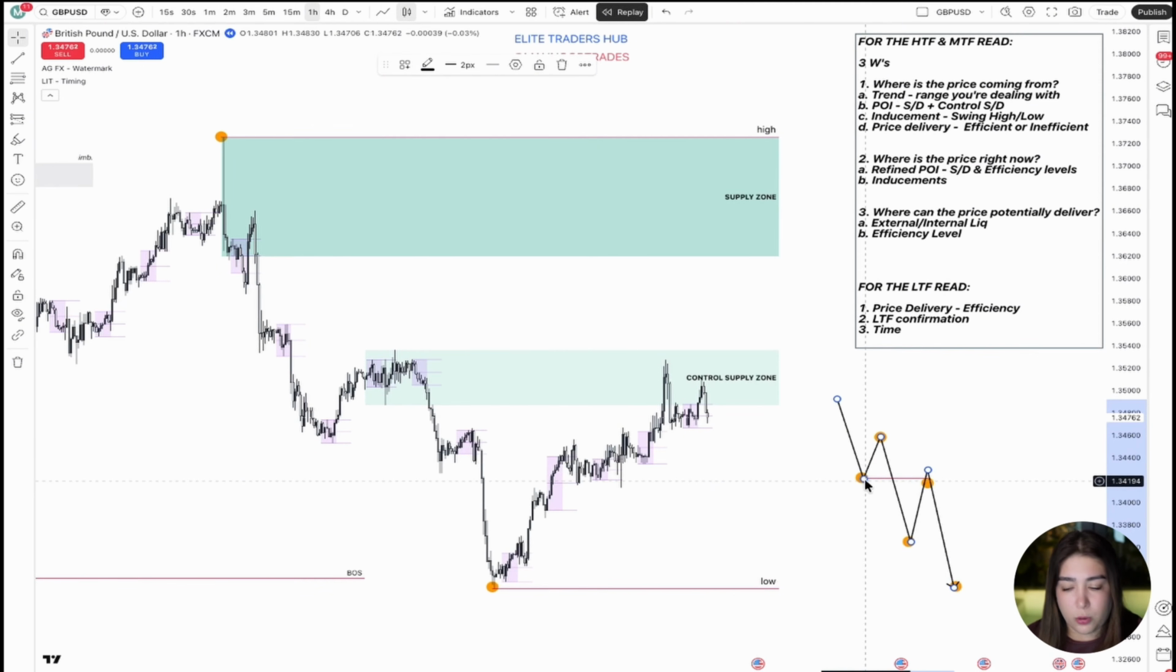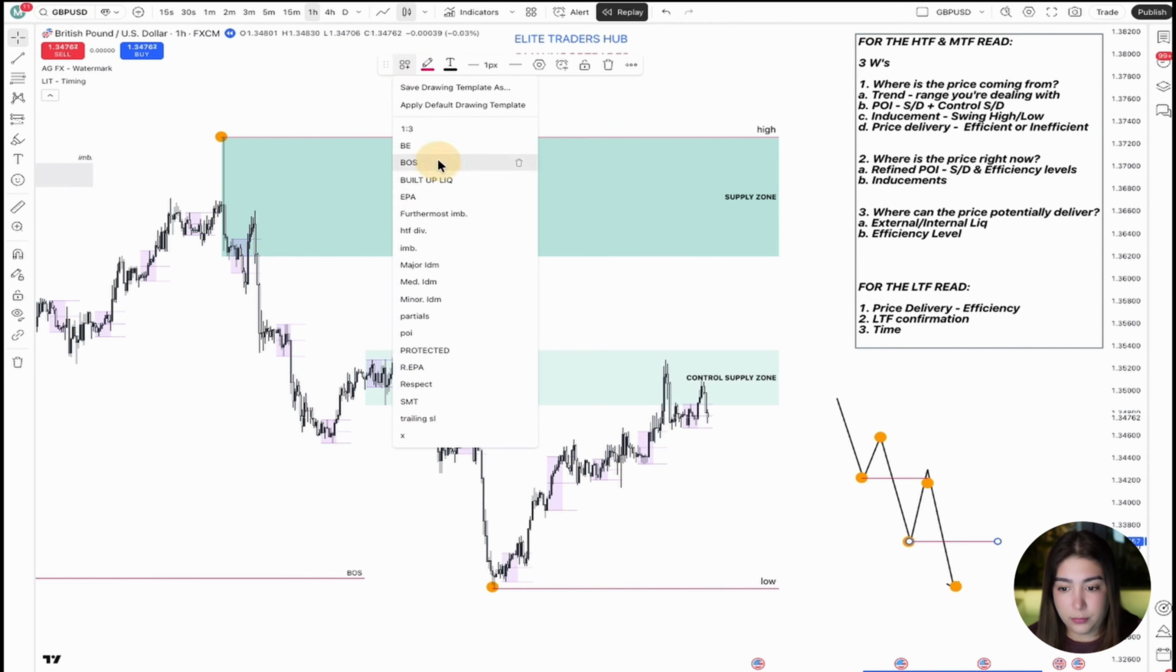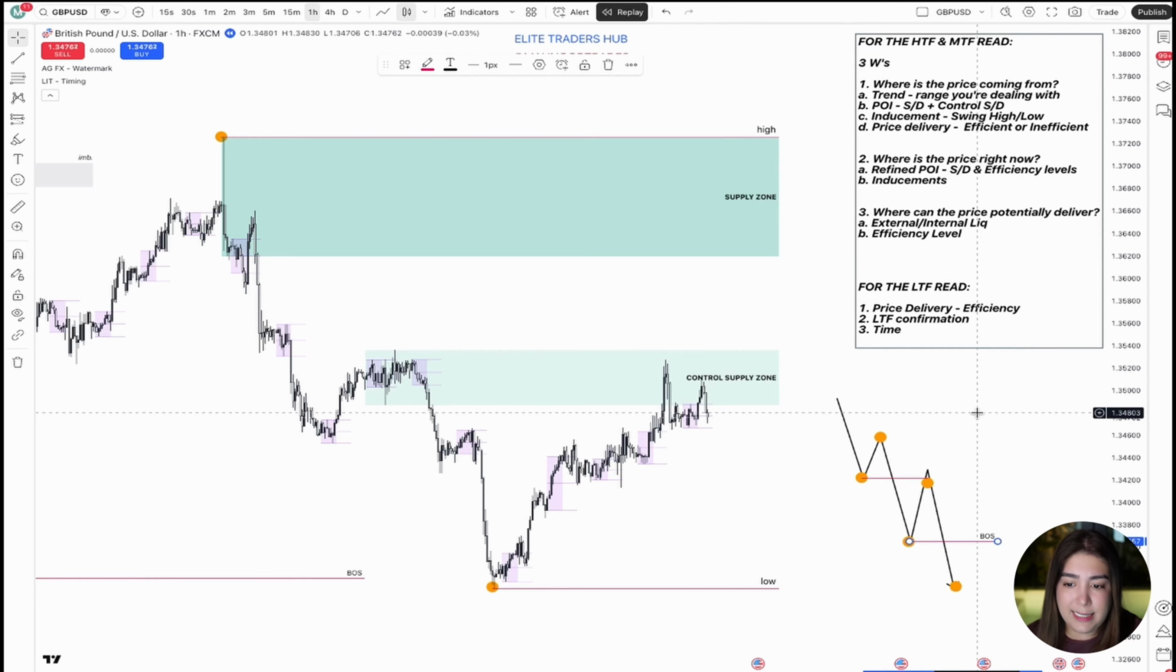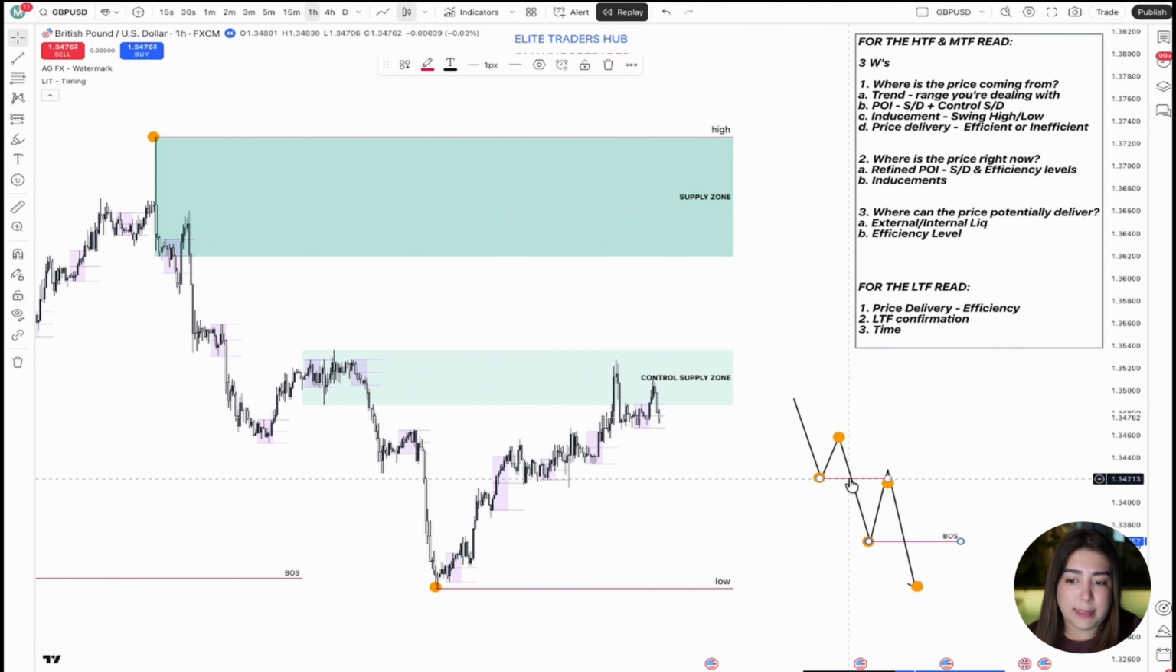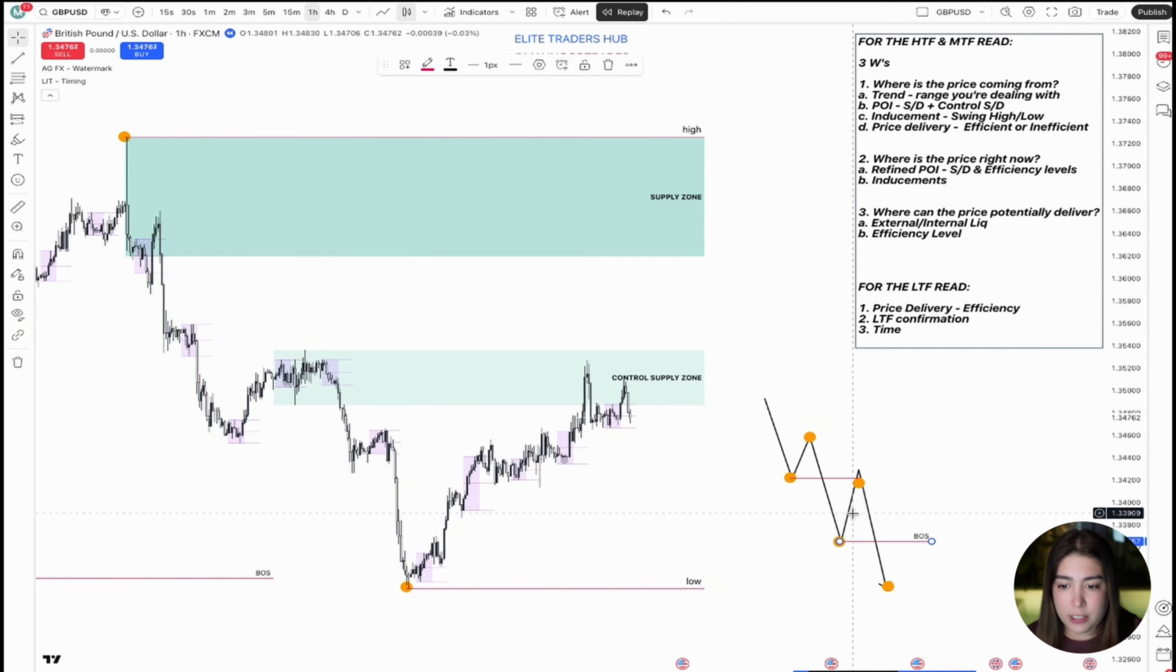So lower high aligned with the lower low, and the second part of it, what you want is basically a break of structure. So these two things need to happen for you to say that price action is actually efficient. Price delivery is good. So that's a bearish scenario.